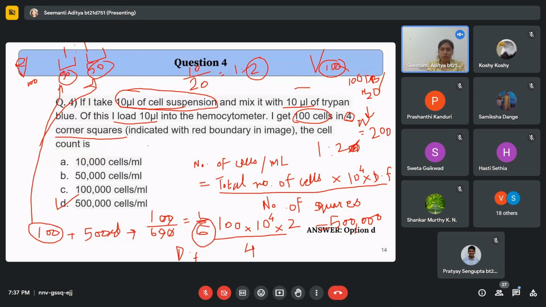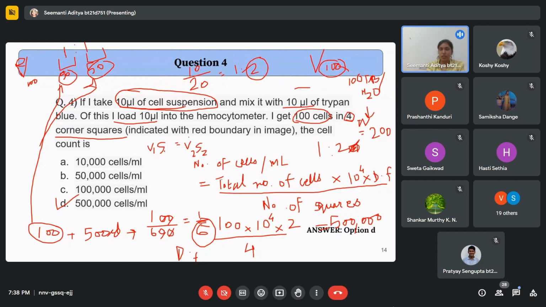So when we are using the formula, you might be knowing this formula, V1S1 equals V2S2. Always the dilution is considered with the total volume, not the initial volume. Like we are not considering 10:10 as 1:1 dilution, because the total volume after adding trypan blue becomes 20 microliter.